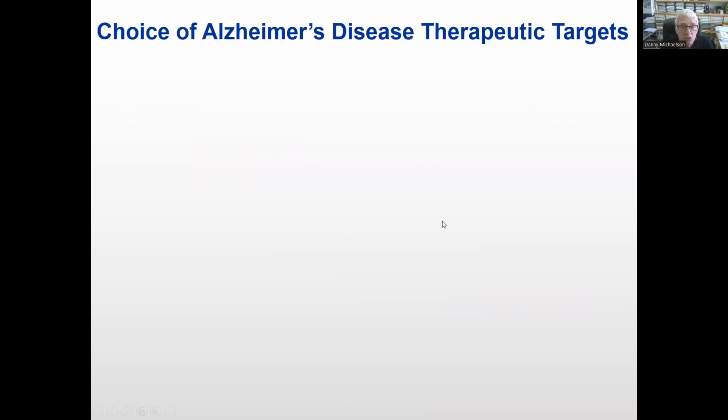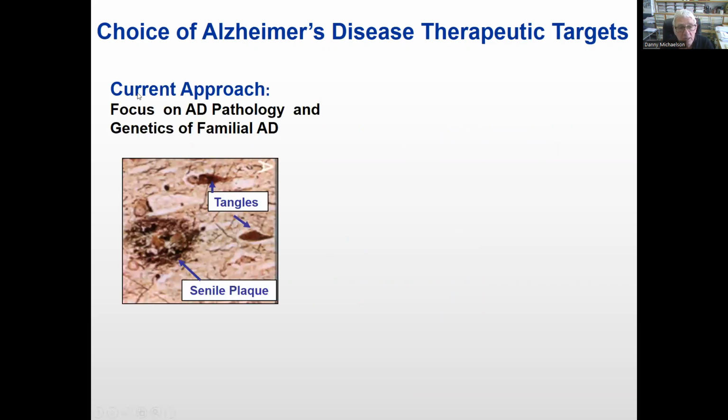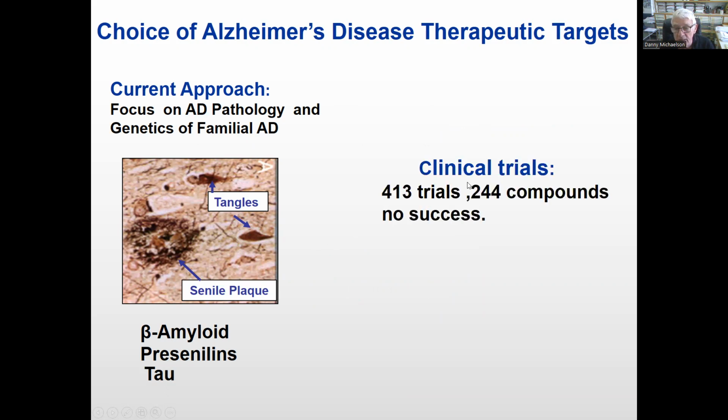The field has been choosing the therapeutic target based on several criteria. The recurrent approach is based on pathology of AD and on the genetics of familial AD, which is a very rare form of the disease. These studies have led to the discovery of important molecules such as beta-amyloid, presenilins, and tau. However, clinical attempts based on these molecules to develop therapeutics for Alzheimer's in clinical trials have been extremely disappointing.